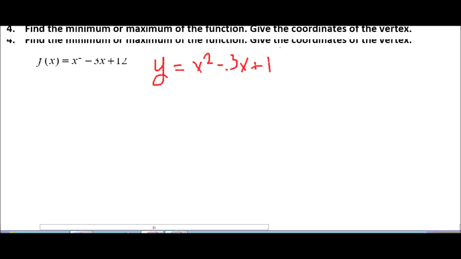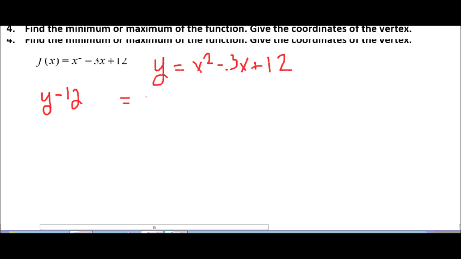And we're actually going to put this into vertex form. Even though we're not going to graph it, we're going to put it into vertex form so that we can find that minimum or maximum value. So just like we did at the beginning of the lesson, we're going to move the constant over to the other side. So I'm going to have y minus 12. I'm going to subtract the 12 from both sides.